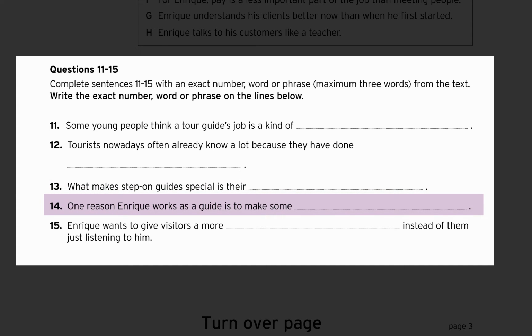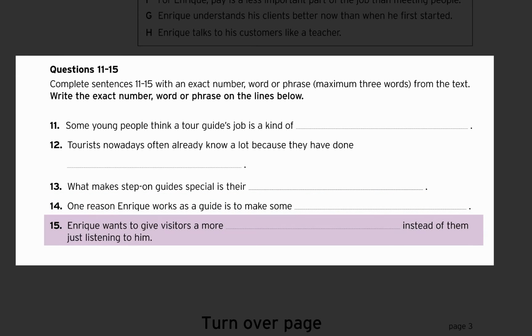Number 14. One reason Enrique works as a guide is to make some what? So it's something. What can you make? You can make a meal. You can make friends. What is he making? Or what is he talking about in the paragraph? You go there and read it in just a moment and find out.